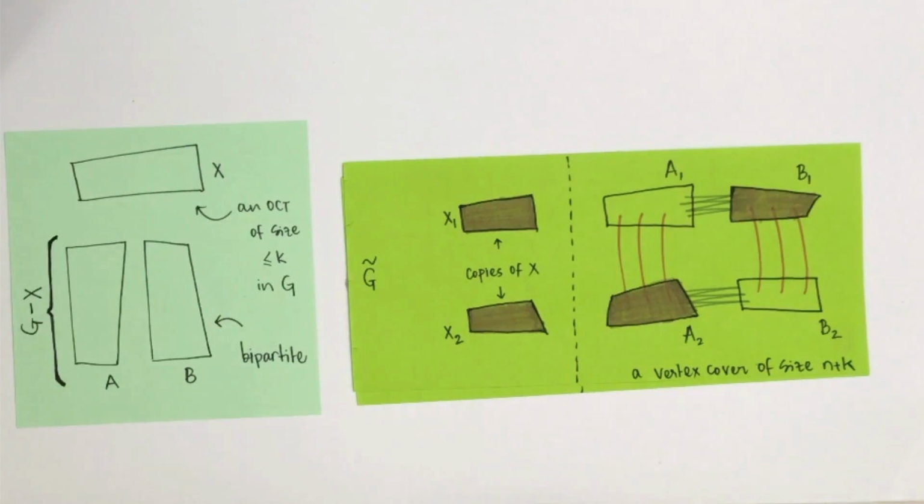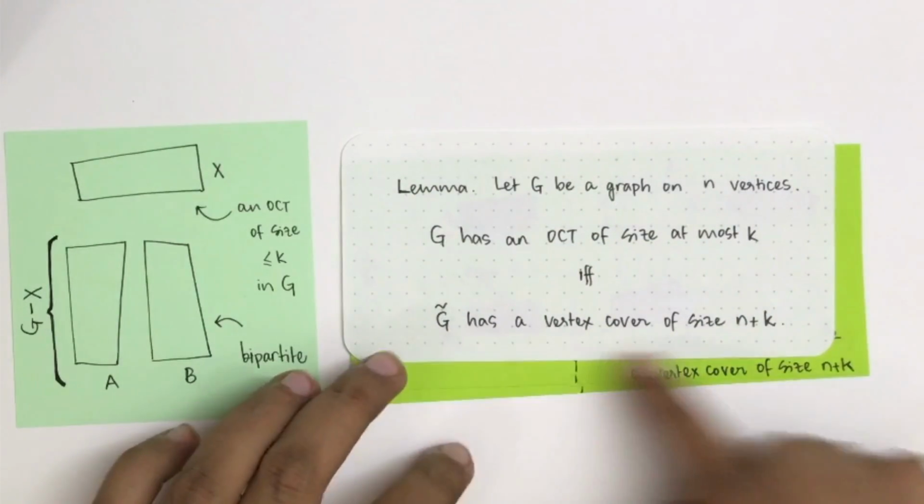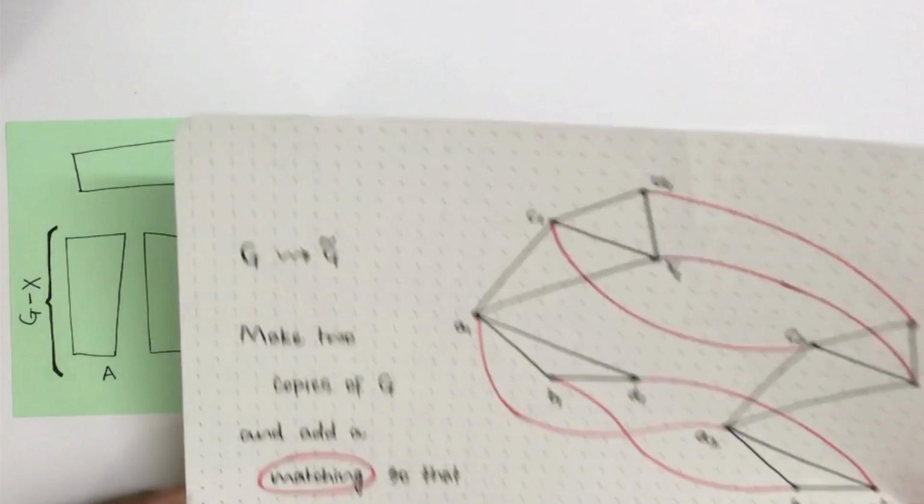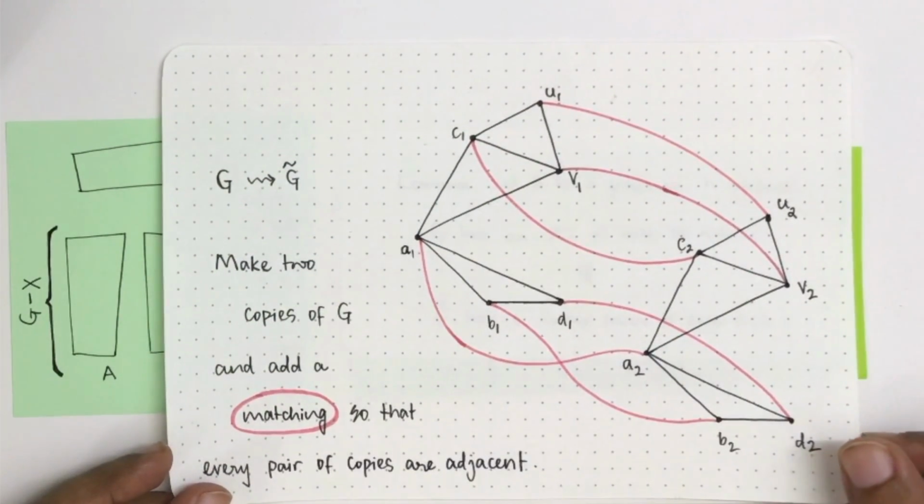But remember, that's exactly what we were looking for. We wanted to prove that G tilde has a vertex cover of size n plus k. So we are done as far as the forward implication is concerned. So that's essentially half the battle. Let's now turn our attention to the reverse direction. So far we've built a vertex cover based on an OCT, and now we want to somehow go the other way. Now, just to remind you, G tilde is this graph here.